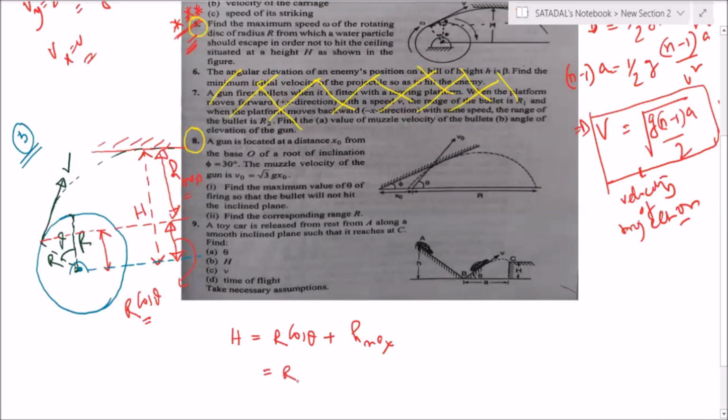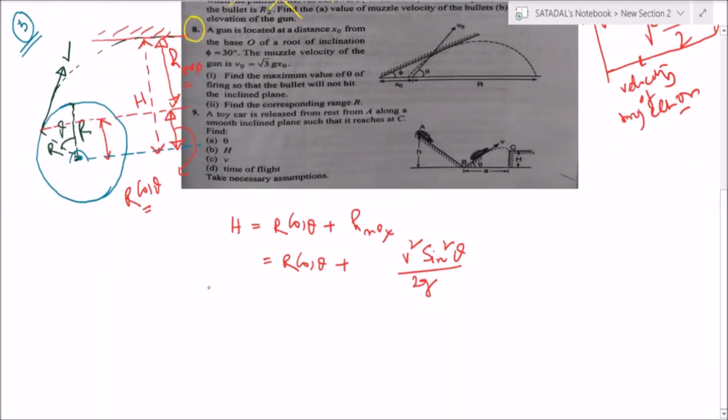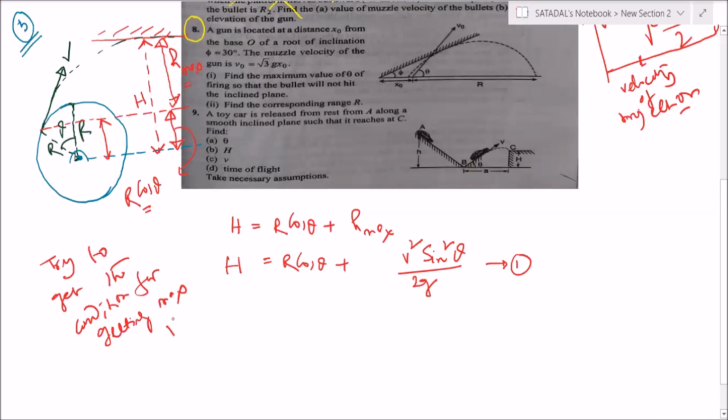So that will come r cos theta. H max is how much? v square sin square theta divided by 2g. Is this okay? Up to this it is okay for everyone. Let us say this is equation number 1. Next I will just give you a hint. Try to get the condition for getting maximum capital H. That's the hint.